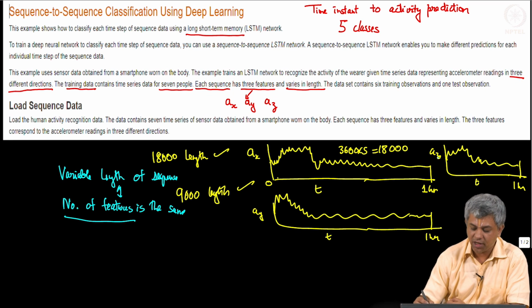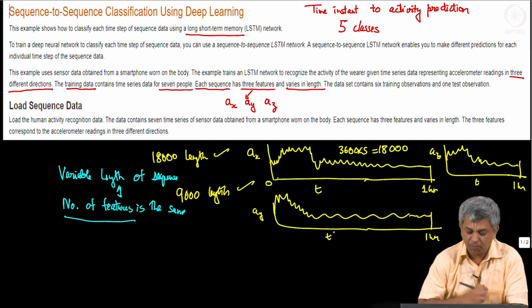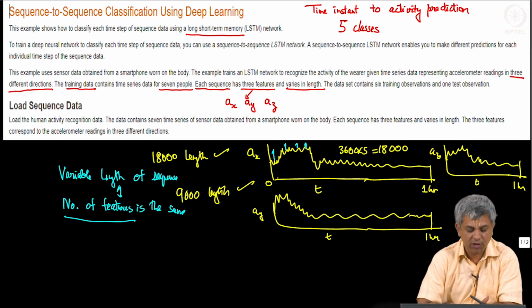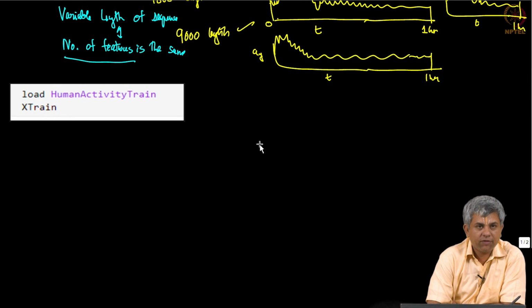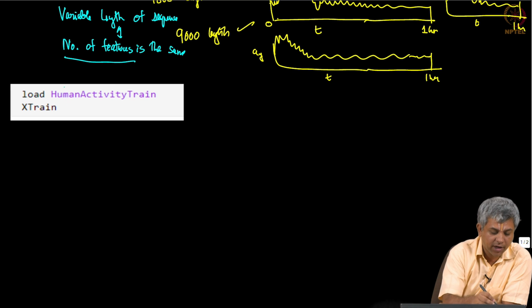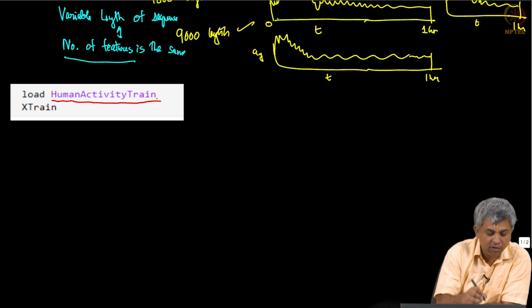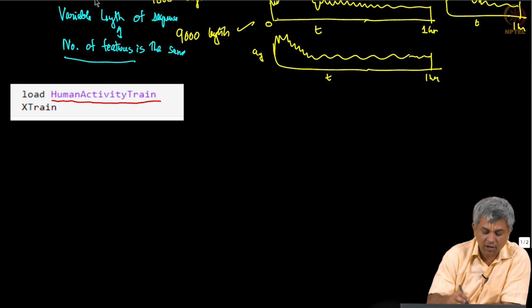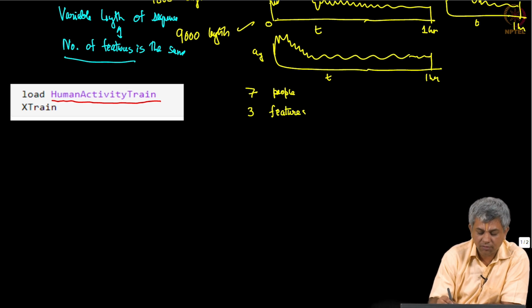We are given AX with respect to t, AZ with respect to t, AY with respect to t, and we want to predict at each time instant what was this person doing. Such a task is called a sequence to sequence classification task. Okay. So, the way MATLAB does it is it has its own data set, and I recommend that you see this data set from the website yourself and maybe explore it a little bit. So, it has a human activity training data set. Remember, this has 7 people, 3 features AX, AY, AZ and variable length.